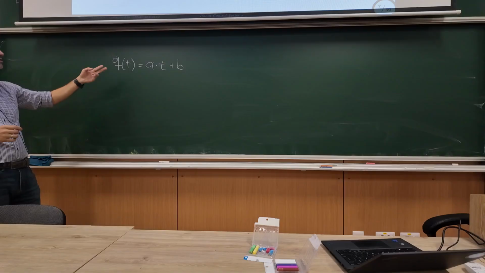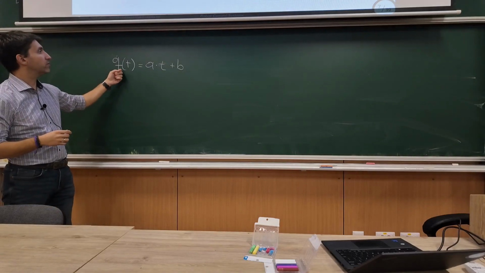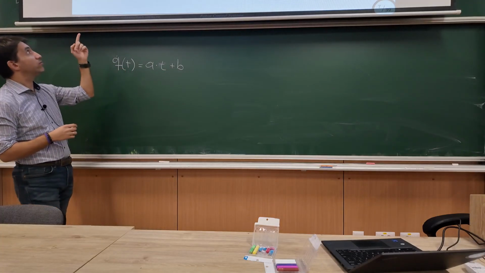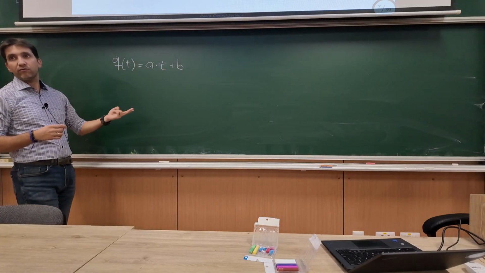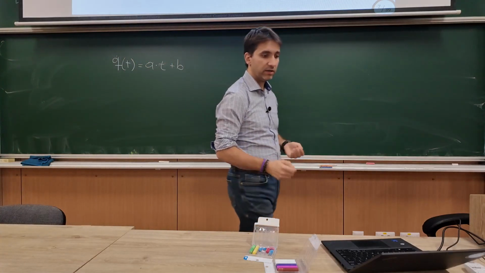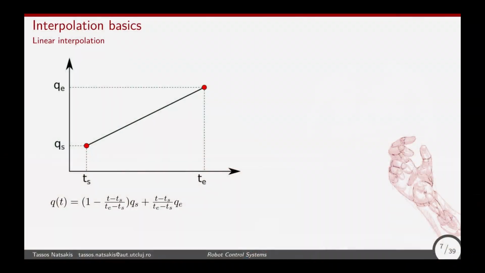Basically, we have two equations for different Q: Q_S equals A times T_S plus B, and the same for Q_E and T_E. I have two equations and two unknowns, so I can solve this and figure out the values. Very simple. In a general form, it would have this form. So here I have T, Q_S, Q_E, and T here.